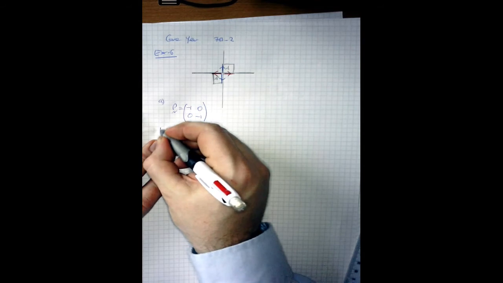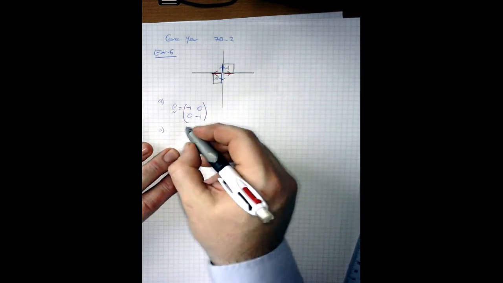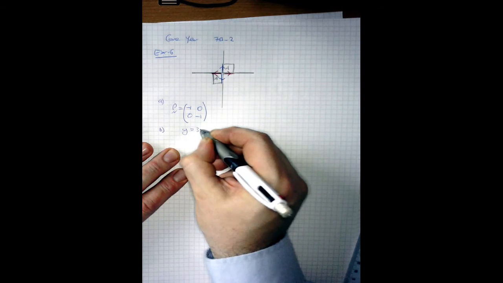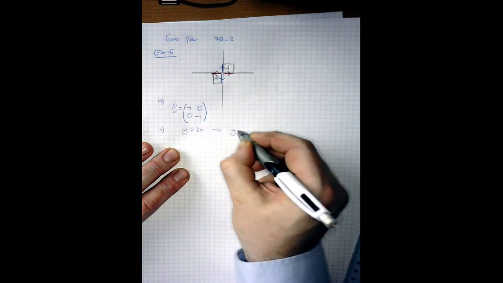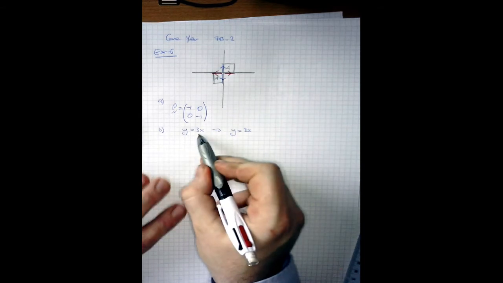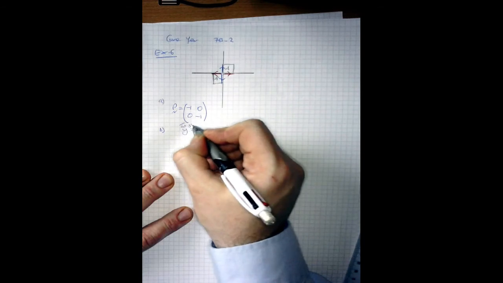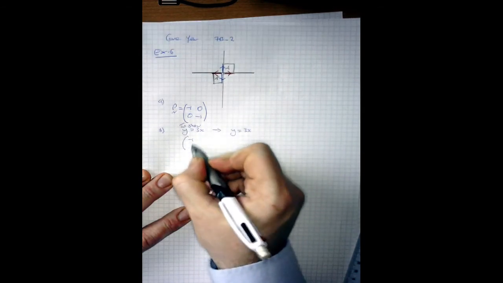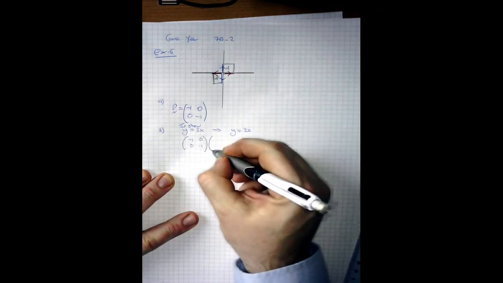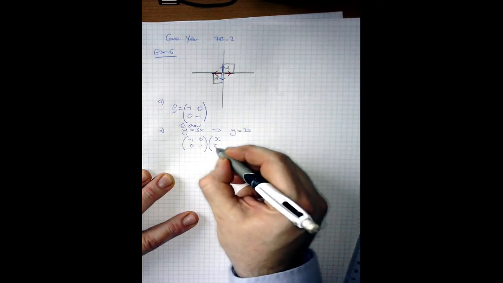Now, if I want to show that y equals 3x is invariant, that the line y equals 3x maps to itself, then I apply my transformation matrix to a general point on that line. You might want to pause this, rewind it, have a think about it, get your head around it, but of course this is x, y. This is any point on the line y equals 3x.